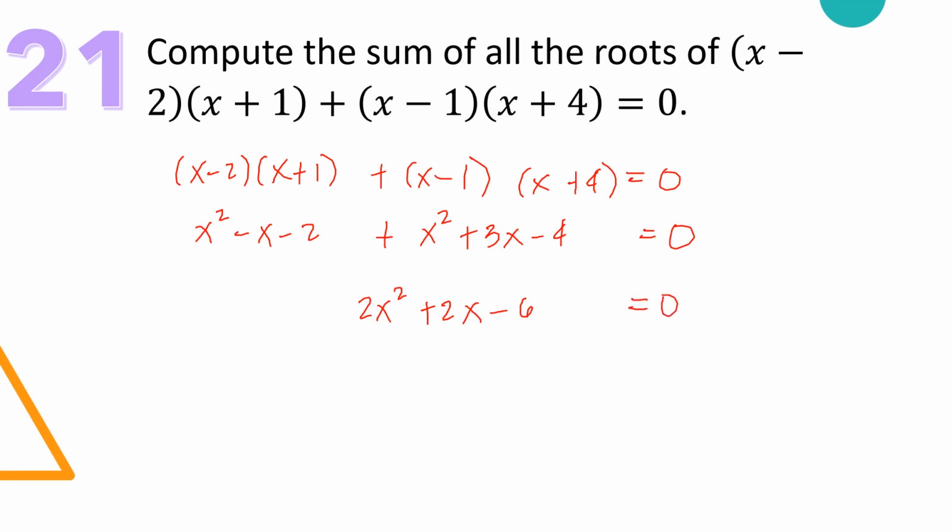The quadratic equation is of the form ax squared plus bx plus c is equal to 0. By Vieta's theorem, the sum of the roots r sub 1 and r sub 2 is equal to negative of b over a. In the resulting quadratic equation, b is equal to 2 and a is equal to 2, so we have negative of 2 over 2, that is equal to negative 1.